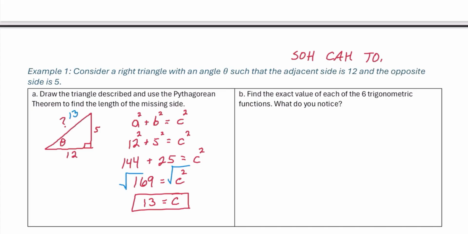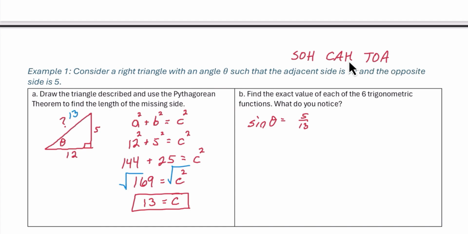SOHCAHTOA. But first, let's find sine theta. Sine theta, we have opposite over hypotenuse. So when looking at theta, the side opposite is 5. The hypotenuse is the longest side, 13. So we get 5/13.